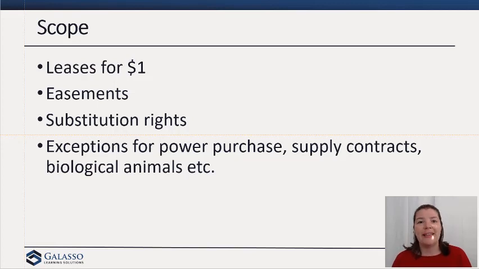They do also talk about the exception in the standard for power purchase arrangements, supply contracts, biological animals. So they hit on the gas and power purchases. They talk about zoos and what they mean by land. So some really good examples in that area for people who were trying to understand, well, is it the machine? Is it the power? What exactly am I leasing?